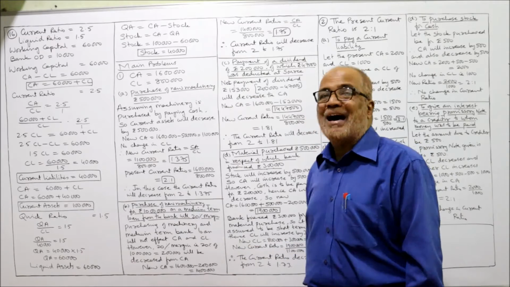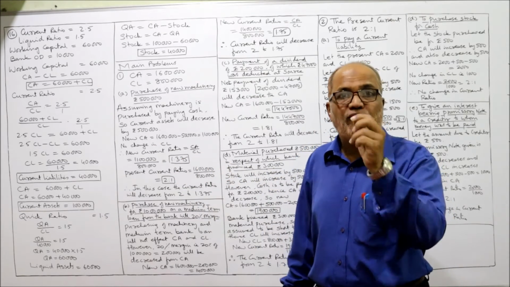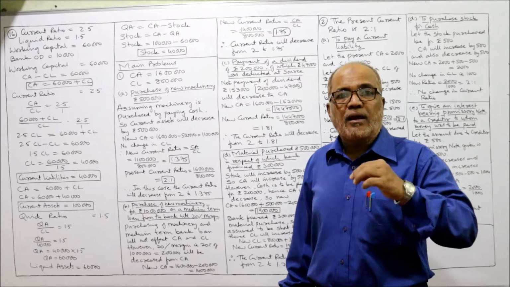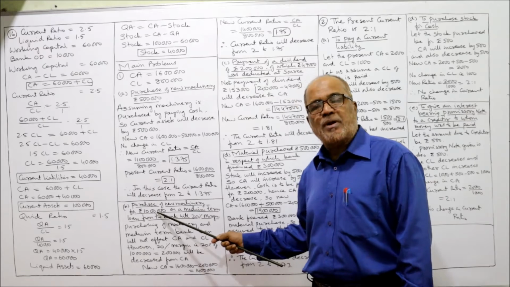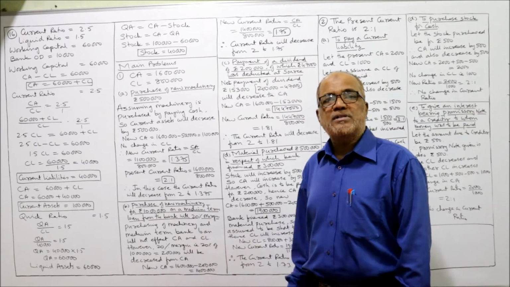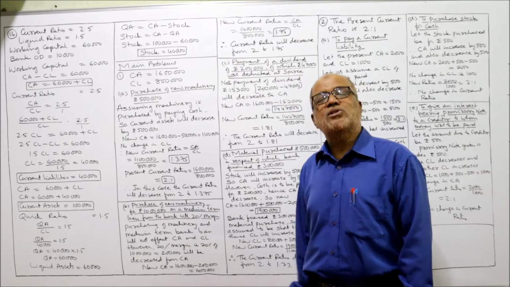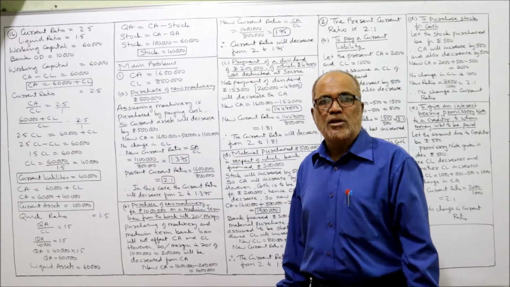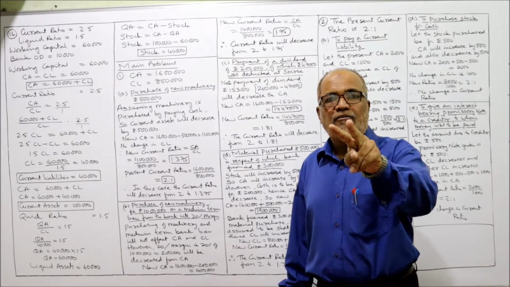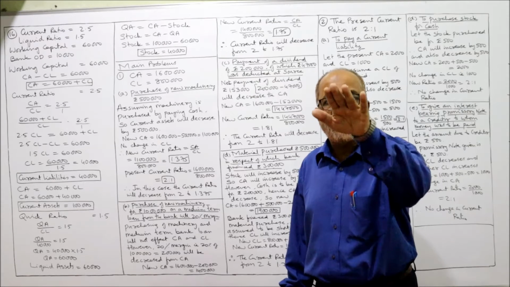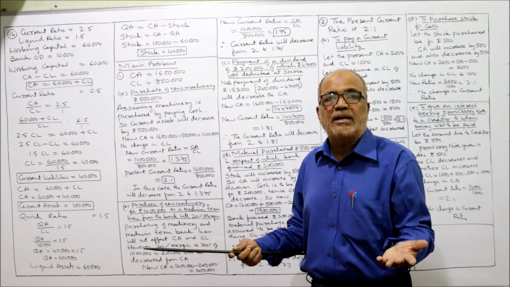But 20% margin. 20% margin means banker is giving the loan for 80%. Remaining 20% we have to pay. So 10 lakh rupees is the purchase price of the machine. 20% is our contribution. Margin 20%. So 20% of 10 lakh, 2 lakh rupees. So there is a decrease in cash by 2 lakh. When cash is decreased by 2 lakh, our current asset will decrease by 2 lakh. No effect on current liability.